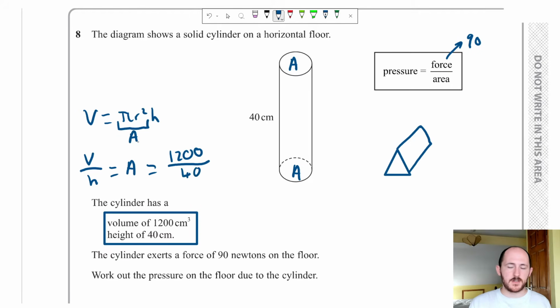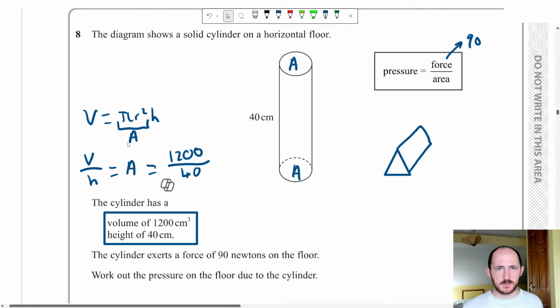Now the reason why I mention this method is if this was a calculator paper, what I often see is people work out r from this equation. So they divide volume, 1200, by pi times h, so by 40 pi. Then they square root it. Then they sub it into pi r squared to get the answer. The problem with that is this. One is it won't be an exact value.